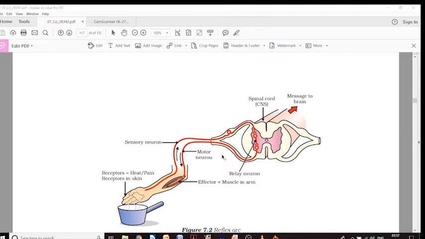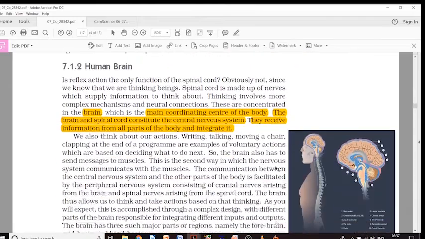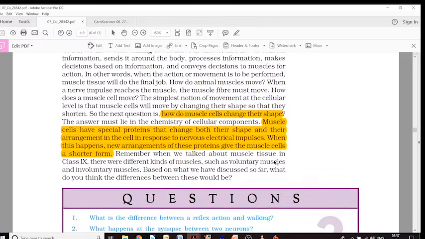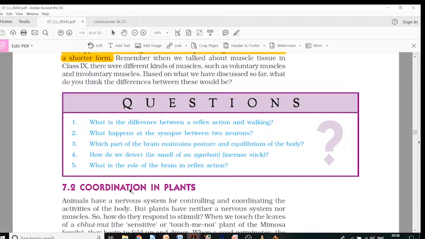So the answer is that the brain doesn't have any function. It's just aware of the fact that yes, something has happened. The information just goes to the brain. The input is only going to the brain. There is no function here. The brain has no role to play in the case of a reflex action. That's all. Then any questions left? Let's check. Coordination in plants we will study next.